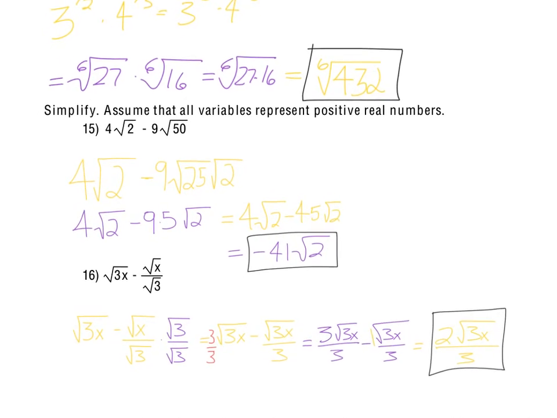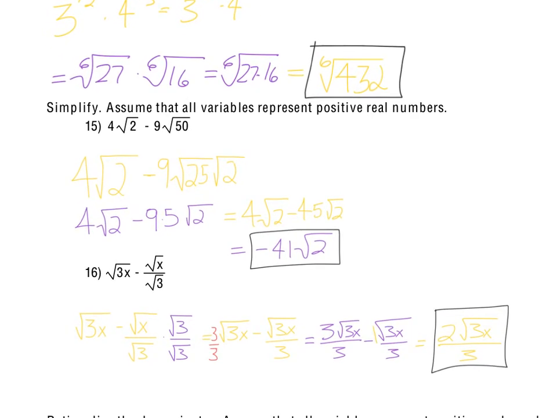For number 15, we do have to simplify that square root of 50 before we can do anything else. So we split that up as 25 and 2. Square root of 25 is 5, so 9 times 5, and that gives us 45. So 4 square roots of 2 minus 45 square roots of 2 is really negative 41 square roots of 2 for that one.